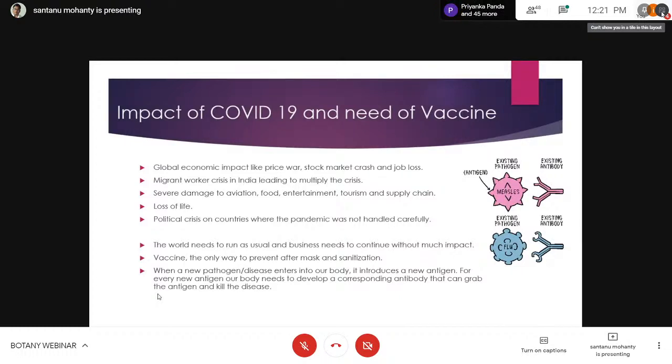Now, how the vaccine works and this antigen antibody concept, you guys know this, right? When a new pathogen or disease enters your body, it introduces a new antigen. You have an intact antibody in you, but when a foreign antigen which you do not know enters your body through its spike protein, it creates infection in you. Then we need to enhance the capacity of the internal antibody that we have to grab the antigen and kill the disease. So basically, that's the concept of the vaccine.